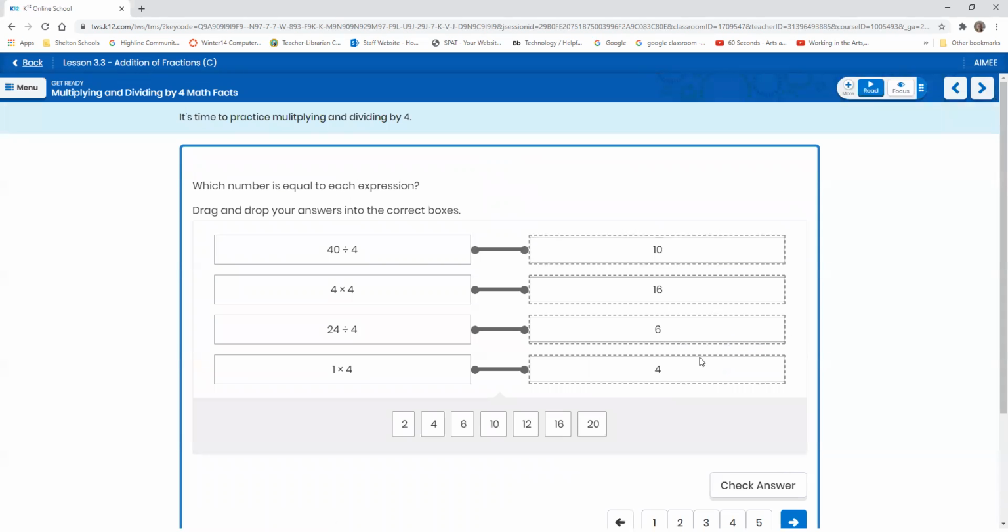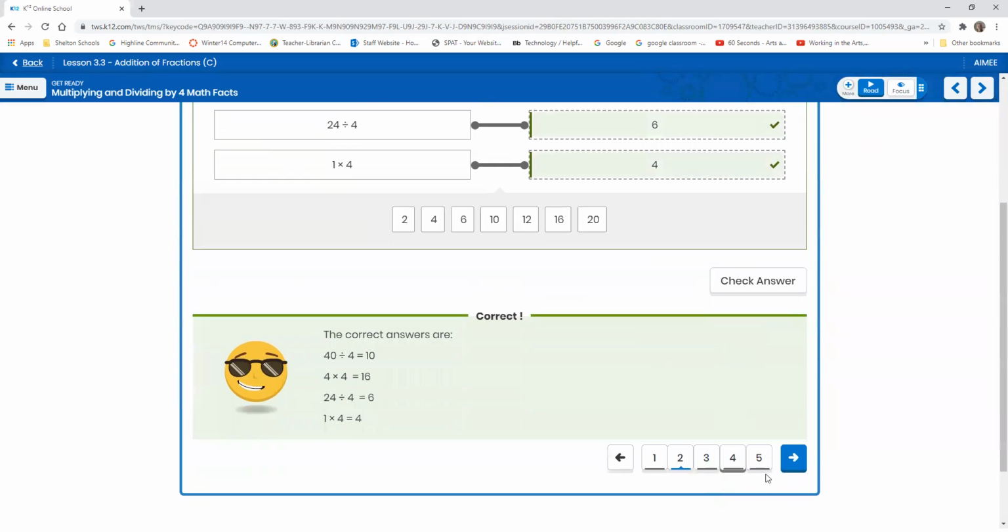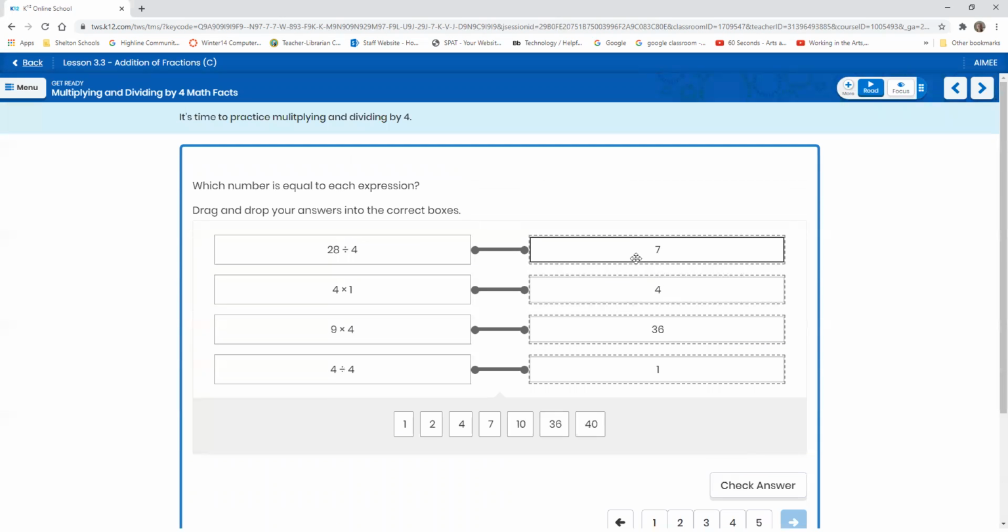So then we're going to go on to the second one. Here we go. I already did this one. 40 divided by 4 is 10. 4 times 4 is 16. 24 divided by 4 is 6. 1 times 4 is 4. Check the answer, okay? And so let me click on another one here. 28 divided by 4 is 7. 4 times 1 is 4. 9 times 4 is 36. And 4 divided by 4 is 1.